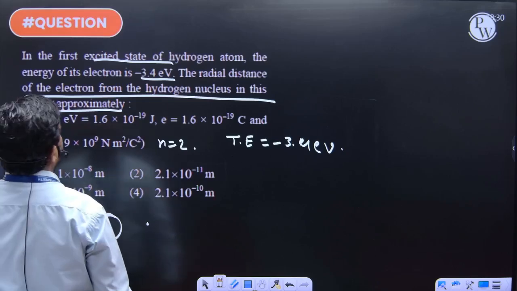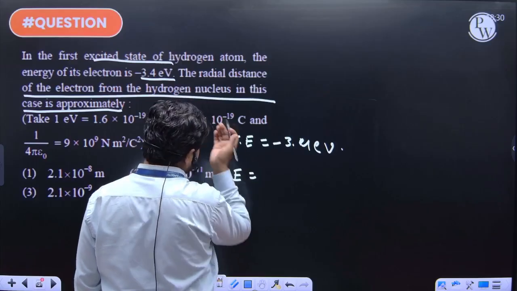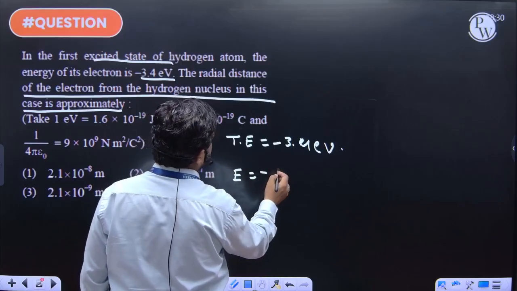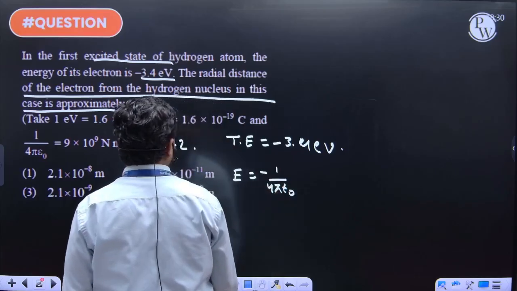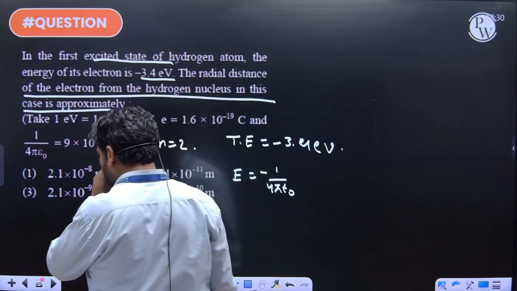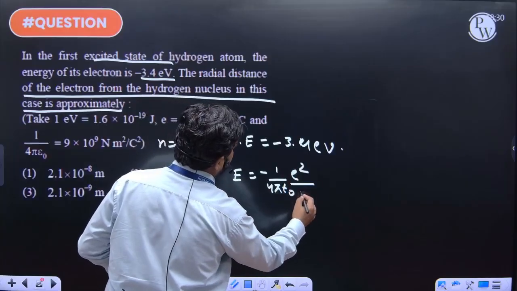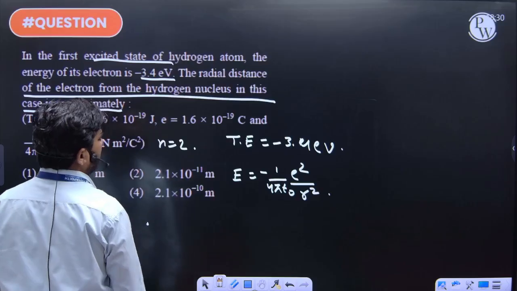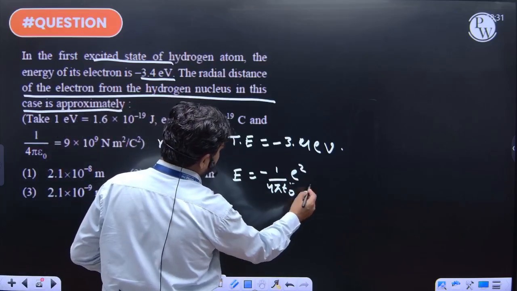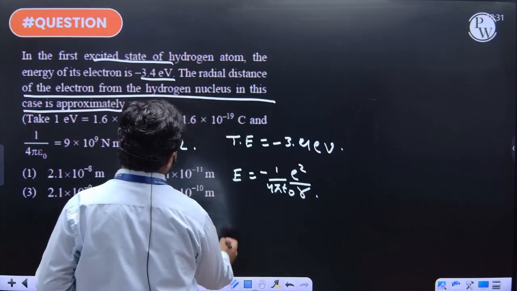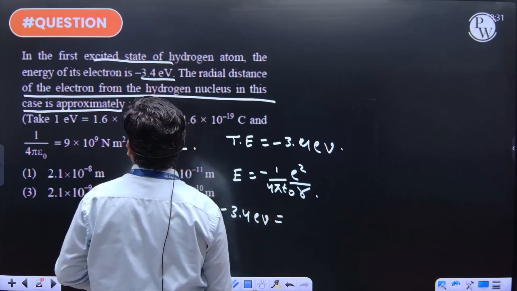Correct. Now energy. What is the energy expression? Minus 1 by 4 pi epsilon naught kq by r square. So what is the q here? E square by r square. Oh, sorry, kq by r. Kq1 q2 by r. This is the energy. So this is given as minus 3.4 electron volt. Correct.